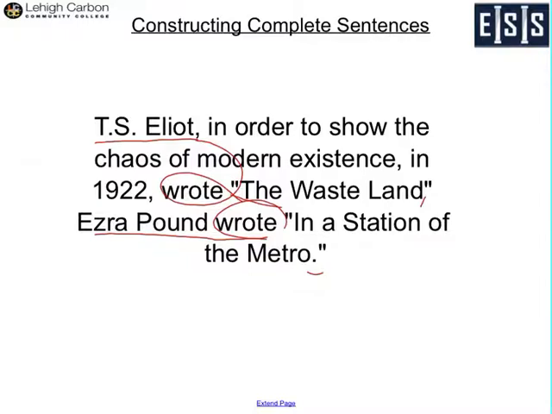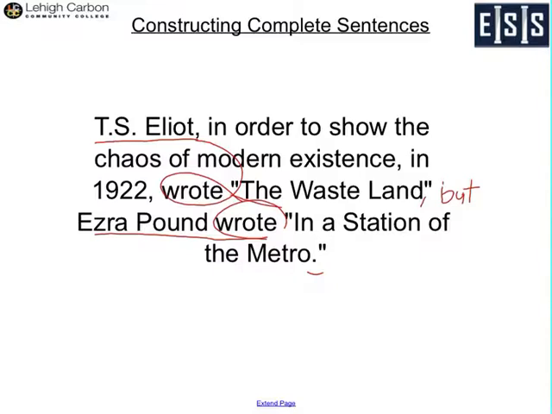Well, to show contrast, we can say T.S. Eliot wrote The Wasteland, but Ezra Pound wrote In a Station of the Metro. So now, with this conjunction, there's contrast, there's difference, there's conflict in this sentence. The two things, in some way, oppose one another. There's a whole bunch of other conjunctions like this. You could use or. It wouldn't make a whole lot of sense in this sentence, but or can show how two things are both possible. You can have either one thing or another.